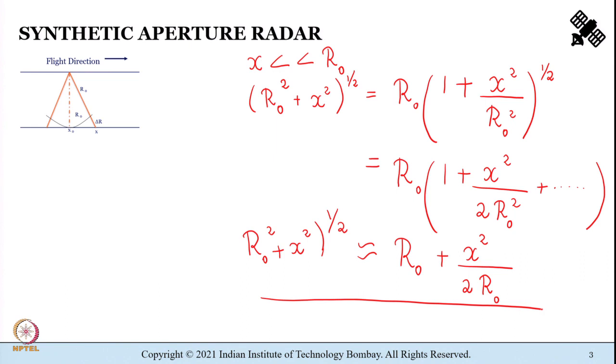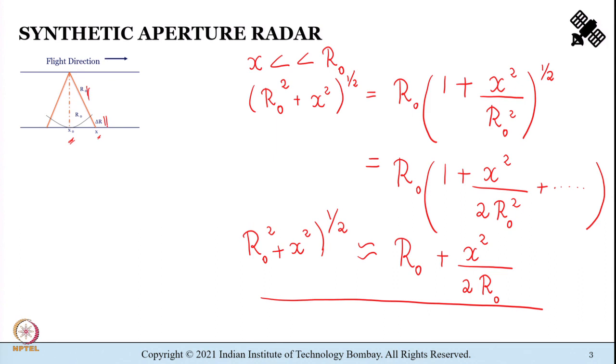So, what have I done? I have initially written R as R naught plus delta R. What is R and what is delta R? R is nothing but the range distance of the antenna from a target. The center of the beam axis is given as x naught, and I am going to assume a small distance along the x axis, which is x or x1. So, what happens is the range distance is going to be increased by a very small factor. I am going to call it delta R, and then using Pythagoras theorem, I have started the derivation. I have written R as equal to R naught plus delta R.